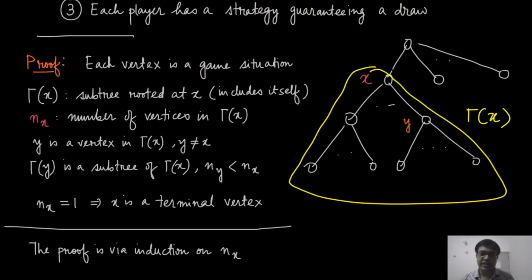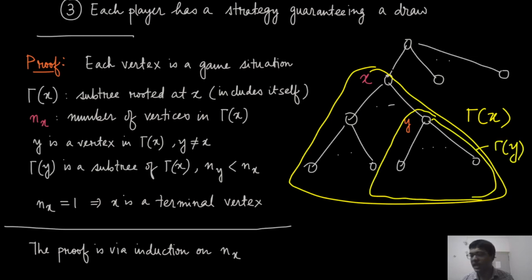Now y is a vertex in gamma of x, and y is not equal to x. So let's say somewhere here, as shown. Gamma of y we are going to call a subtree of gamma of x. So the subtree starting from y, we call gamma of y, and clearly that is a subtree of gamma of x. Now if nx is equal to 1, that means there exists only one node. This is going to be a terminal vertex.